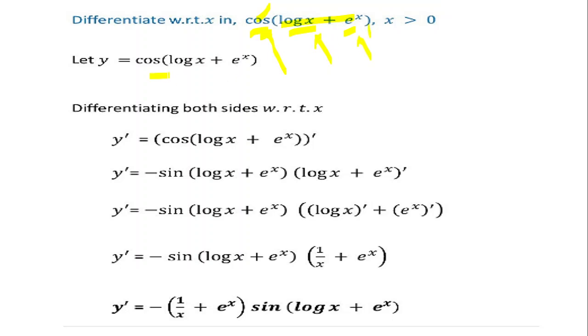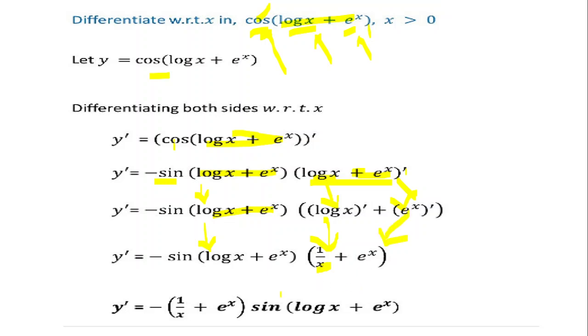First, let us do cos x differentiation. As we know, cos x differentiation is minus sin x. So let me take this as x itself: minus sin of log x plus e power x. Now I need to differentiate log x plus e power x. First we differentiate log x, next we differentiate e power x. Why? Between the two terms we have plus, so separate differentiation. I will keep this as it is, minus sin of log x plus e power x. Next, log x differentiation is 1 by x, we know that. e power x differentiation is e power x itself.